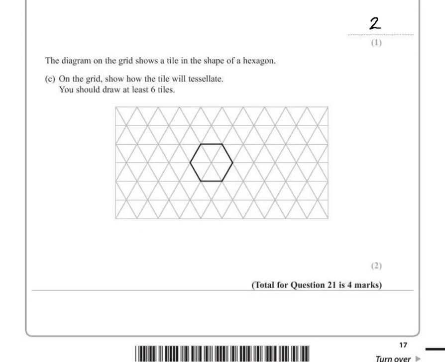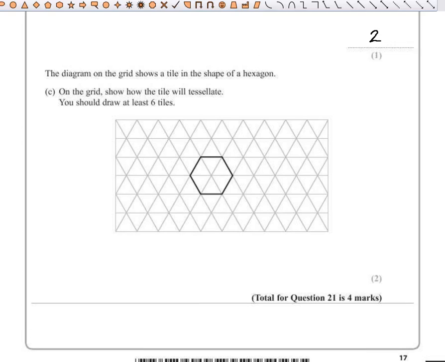The diagram on the grid shows a tile in the shape of a hexagon. On the grid, show how the tile will tessellate. You should draw at least 6 tiles. The word tessellate means to fit together without leaving gaps. So to show how a shape would tessellate, you must draw the exact same shape together without any gaps between them. Using the triangle grid, we can show this just by continuing on our design.